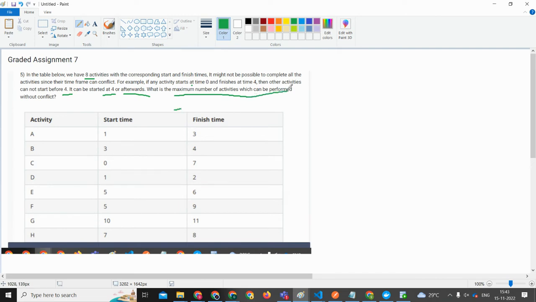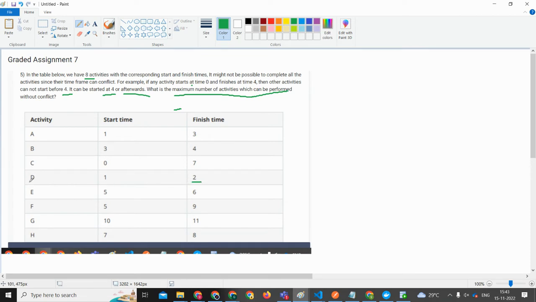You would have seen something similar to this in the lecture also. First you start with the job which starts the earliest. How do you do that? Start earliest or finish first? Here in this case you have to start with the one which finishes the earliest.